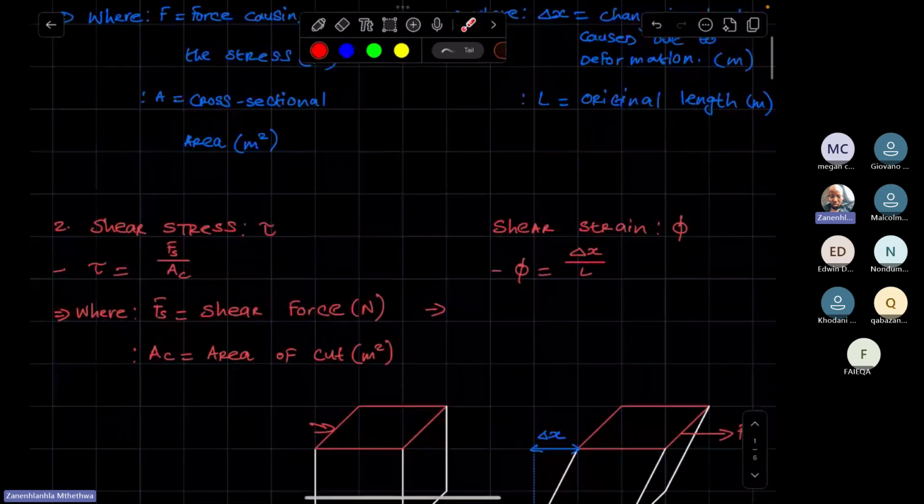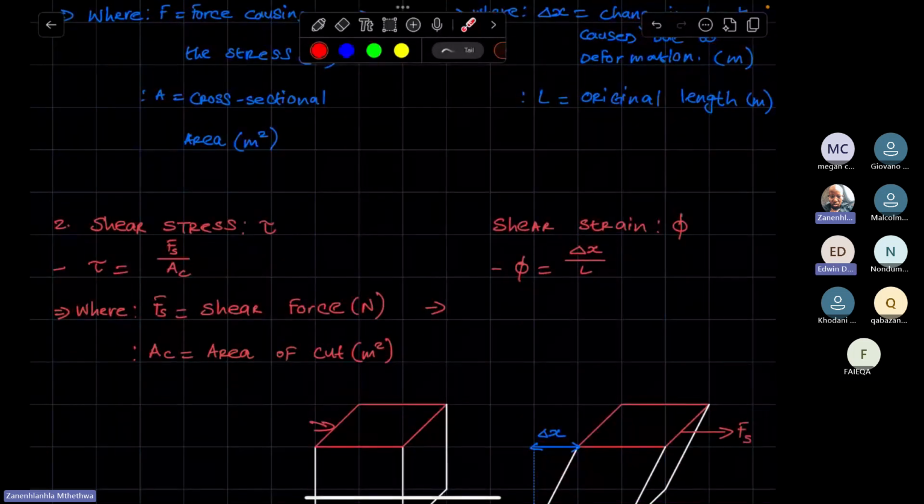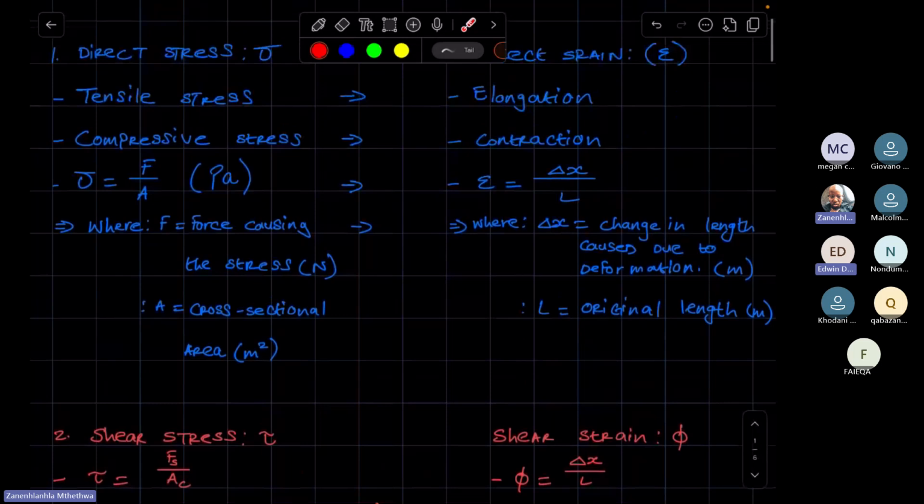And then you get shear stress. Sorry, say that again. What has no units? Direct strain. If change in x is in meters and the length is in meters, it means the units are going to cancel each other out. Hence, this will be dimensionless.